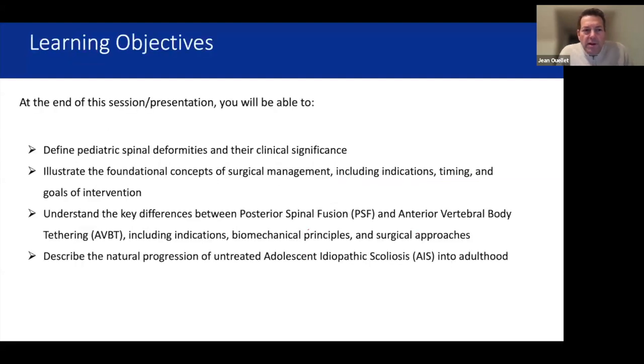At the end of the seminar, you'll be able to define the pediatric spinal deformities and their clinical significance, and have some foundational concepts of surgical management in these different types of spinal deformities. You will understand the key difference between addressing AIS with posterior spinal fusion versus anterior vertebral bodies, looking at biomechanical concepts and surgical approach, and describe the natural history of progression of untreated adolescent idiopathic scoliosis in adulthood.